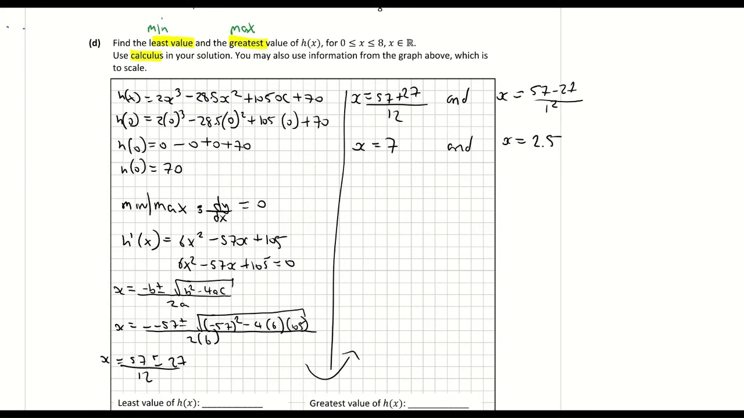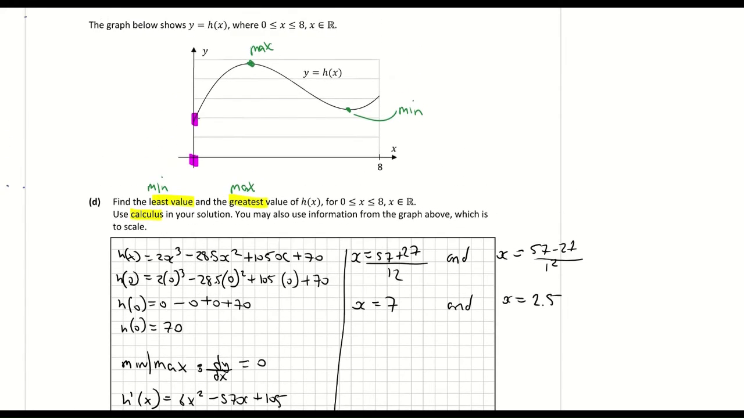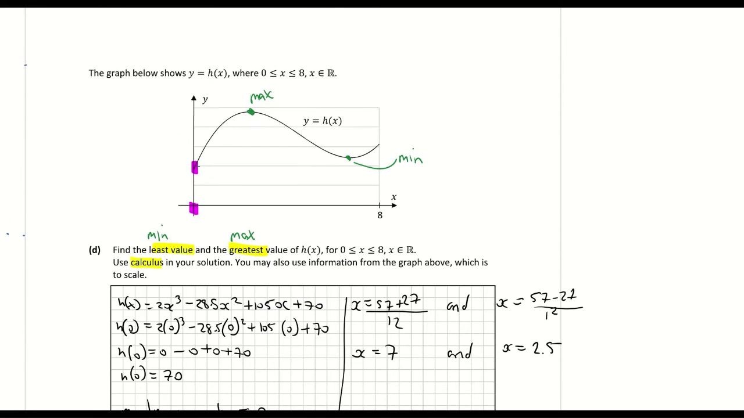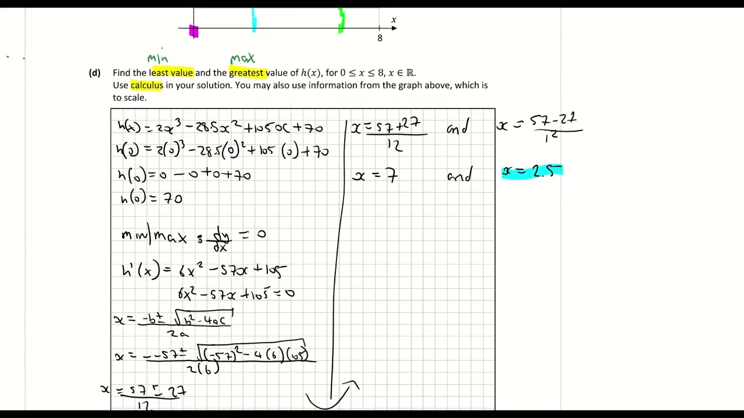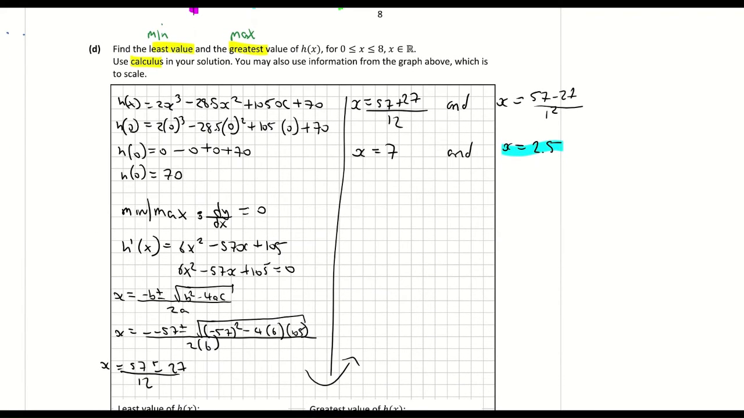Coming back up to my picture, let's match these up with the max and mins. Here you can clearly see that the 7 would be around here, so that's going to be my minimum. You can sub both of them in if you want. But looking at x equal to 2.5, that would more than likely be this one. So my maximum is going to be when x is equal to 2.5. You can test both of these yourself, but trust it here, it'll be 2.5.